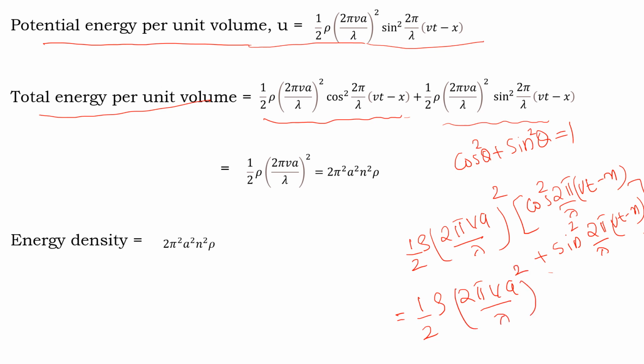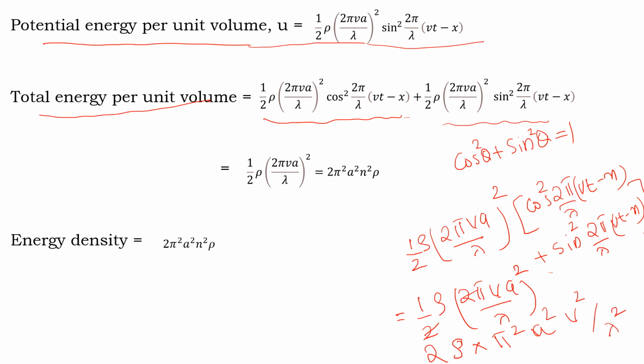That is, rho into this 2 and this is 4 pi square, 4 will cancel, and we get 2 rho pi square a square v square by lambda square.